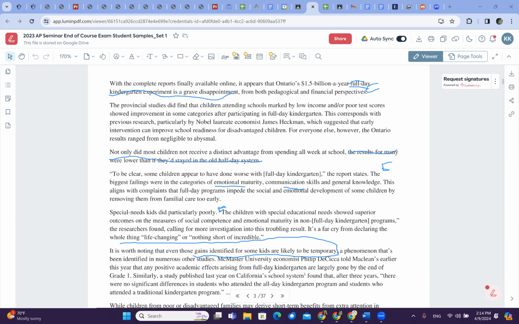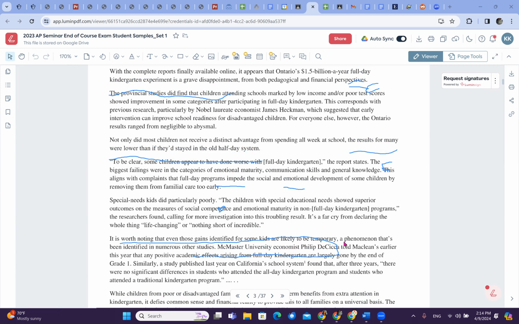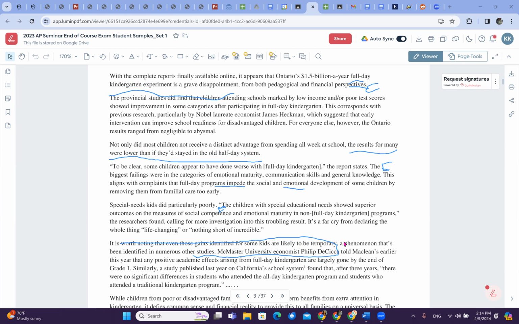What does he mean by likely? Likely, I mean, maybe. Does it just say that it's not proven, or that the majority will have it as a temporary effect rather than a permanent one? So basically, even if they do get benefits from the thing, it's not going to last. It's likely to be temporary. So even if they get benefits from the kindergarten, it's not going to last. All right.